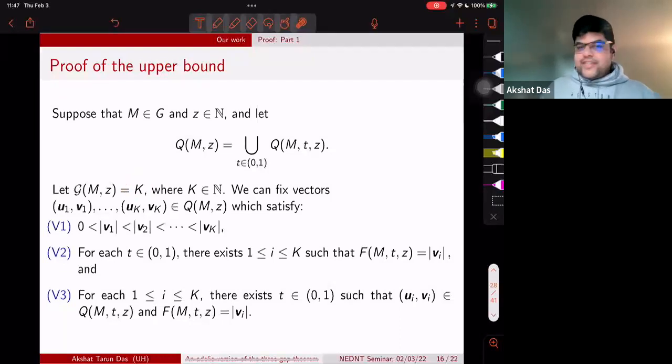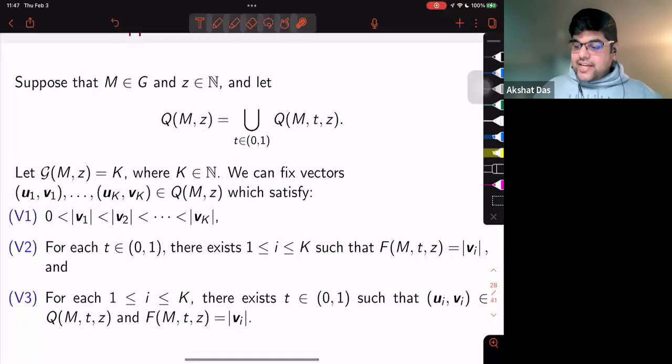So what does this mean? Again, the script G function is calculating the number of distinct values that the function f is taking. So if this is equal to k, then it means that there were k distinct lattice points that the function f was able to see, because the values of function f are the absolute value of the second component of those lattice points. So this means that there are k distinct lattice points.